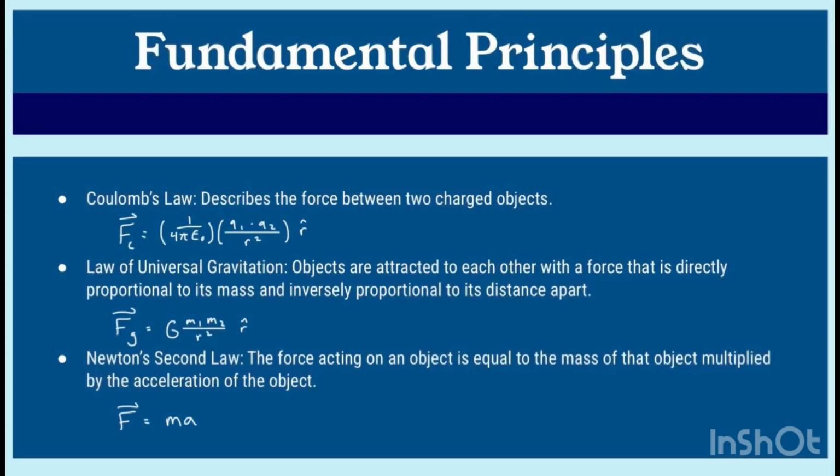Here are the fundamental principles for this lab. So we have Coulomb's law, which describes the force between two charged objects. We see the equation written here. We have the law of universal gravitation, which states that objects are attracted to each other with a force that is directly proportional to their mass and inversely proportional to their distance apart. And then Newton's second law, which states that the force acting on an object is equal to the mass of that object multiplied by the acceleration of that object.